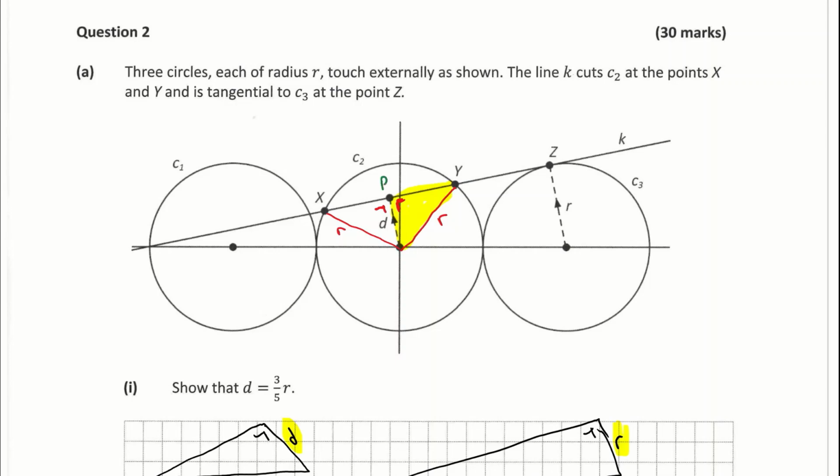I'm going to label it P for point. So I'm basically just looking at that triangle there. And all I'm going to do is find the length of PY, because we know by the definition of a chord that a chord will be cut into two.